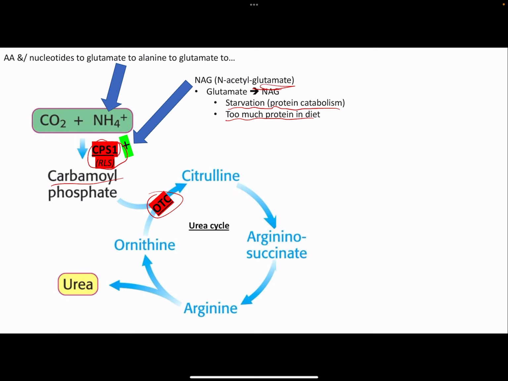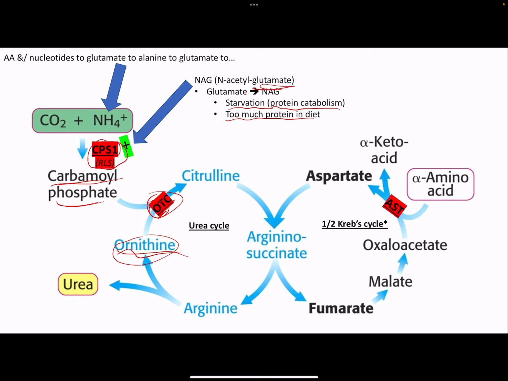So we take that carbamoyl phosphate, and we now are going to combine it with ornithine. The name makes sense because the reactants are ornithine and carbamoyl phosphate. So this is ornithine transcarbamylase. And now it makes citrulline, which is going to be outside of the mitochondria in the cytosol now.